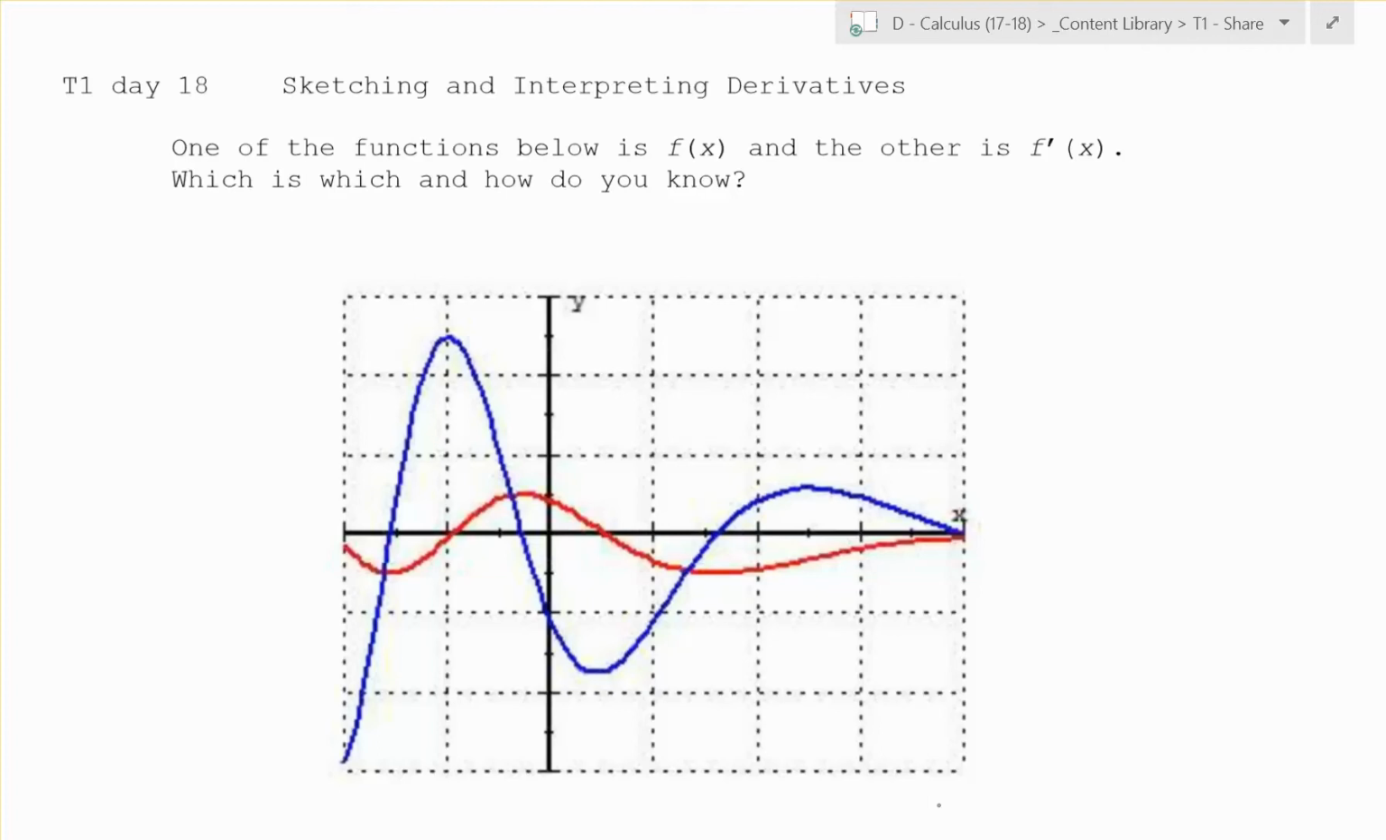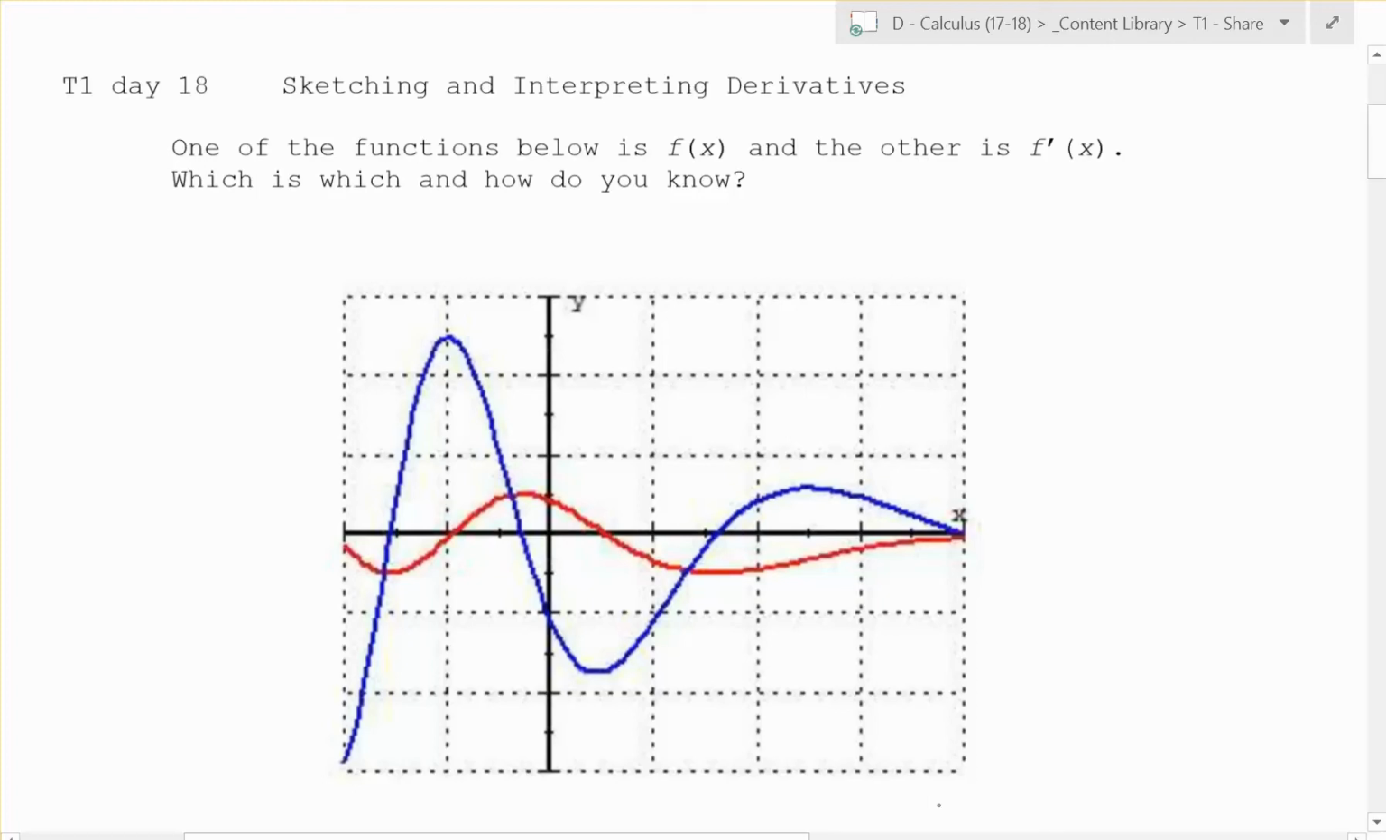to check three things. Where is the derivative 0? Where is the function increasing? And where is it decreasing? Start by just picking one to be f of x and see if it works, because there's really only one answer or another. There's only two possibilities here. So let's pick the blue as the function.